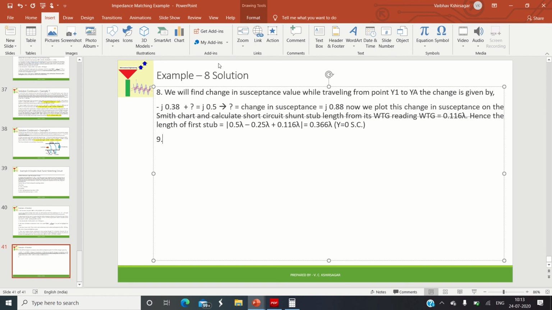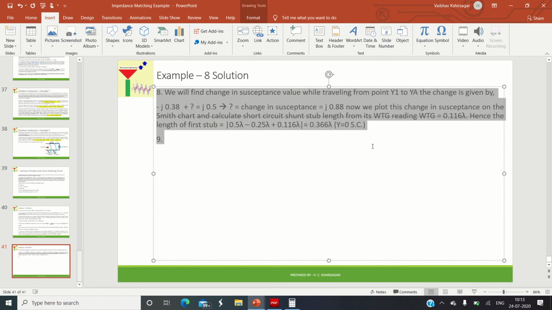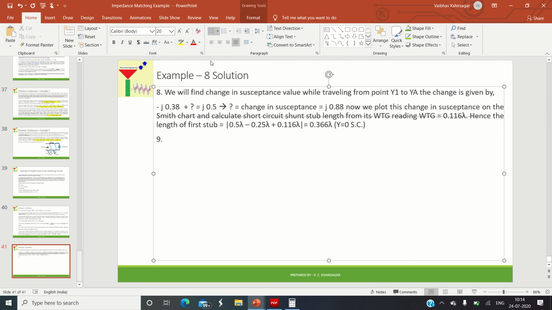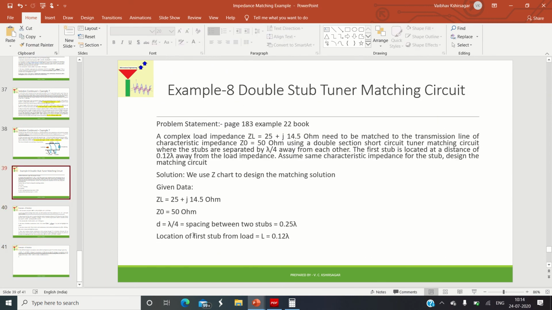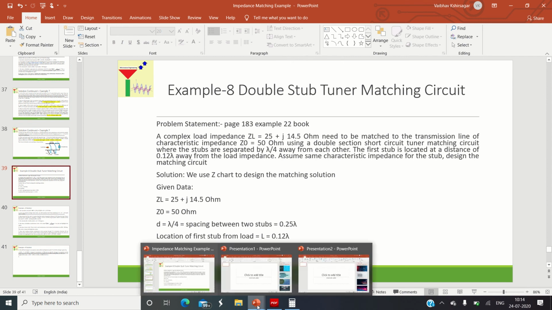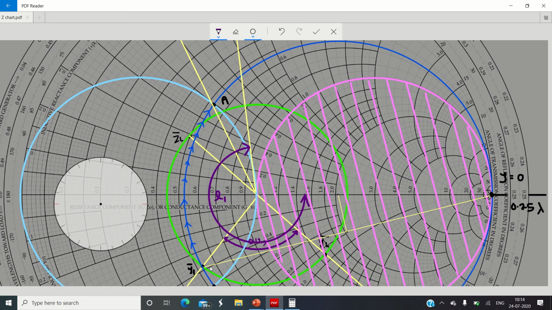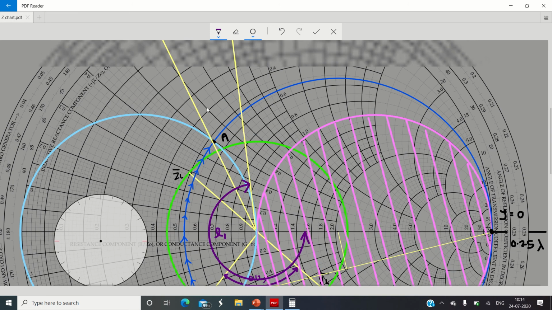Now what we need to do is locate our second stub. We have successfully designed the first stub. Now we want to locate where the second stub is. How can that be done? We know that the separation between the two stubs is given as 0.25 lambda, and we know where the first stub is located right now. The first stub was originally located at point y1. Now it has been transformed to a new point over here. Point A represents the transformed position of the first stub.